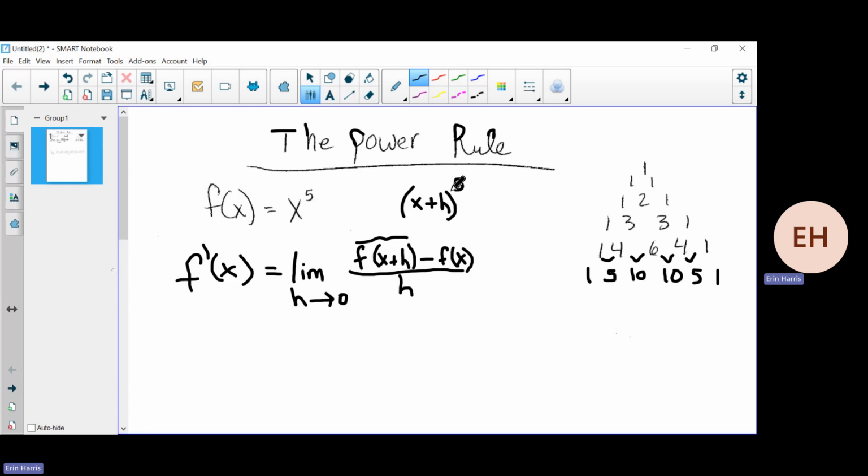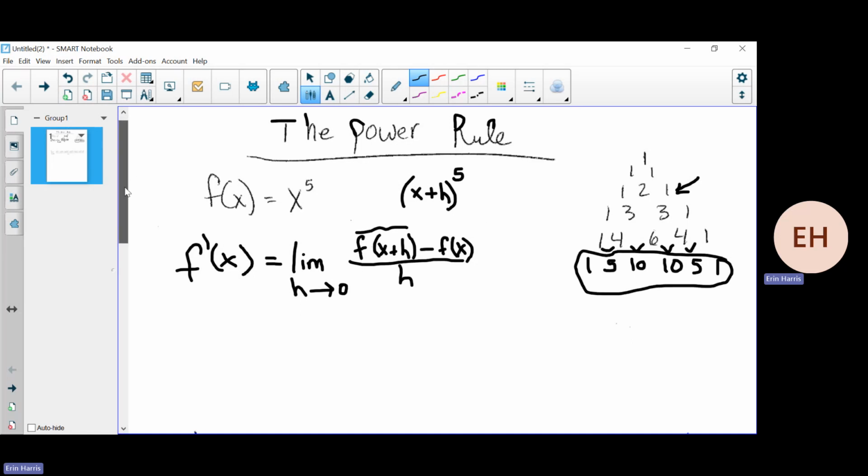So we know if we raise something, first of all, if we square something, you get 3 terms. So there's always one more term in the answer than the power. So what you do is you find the row that has one more term in it than 5, which would be this row. So that's how they got the coefficients.